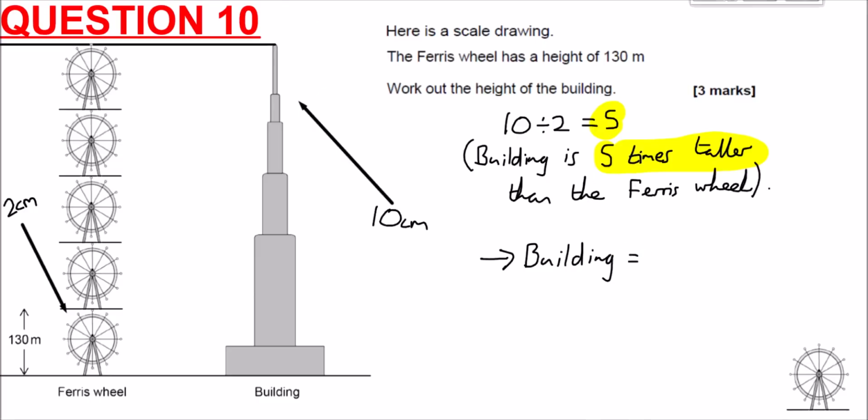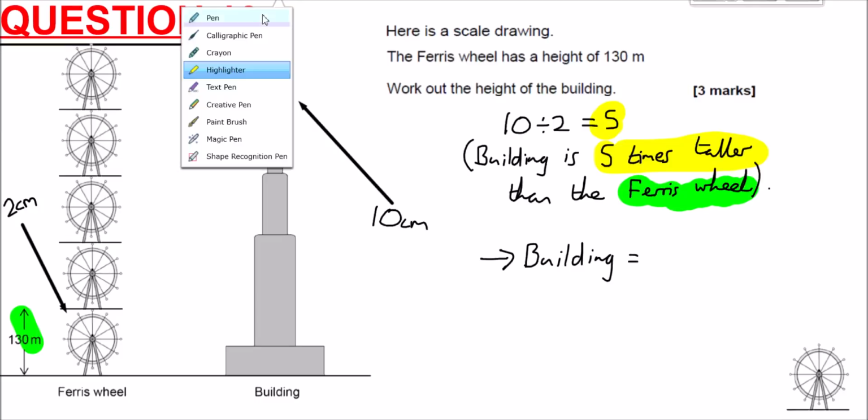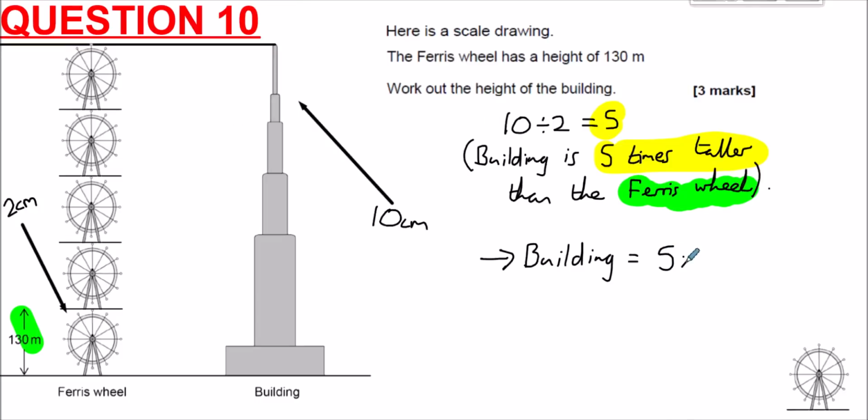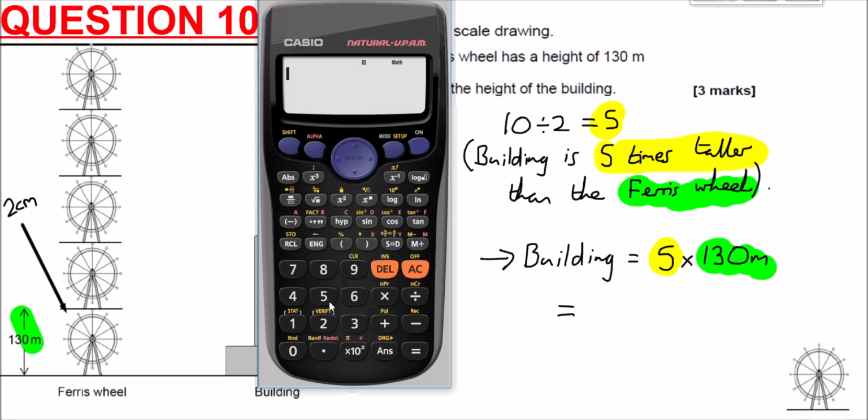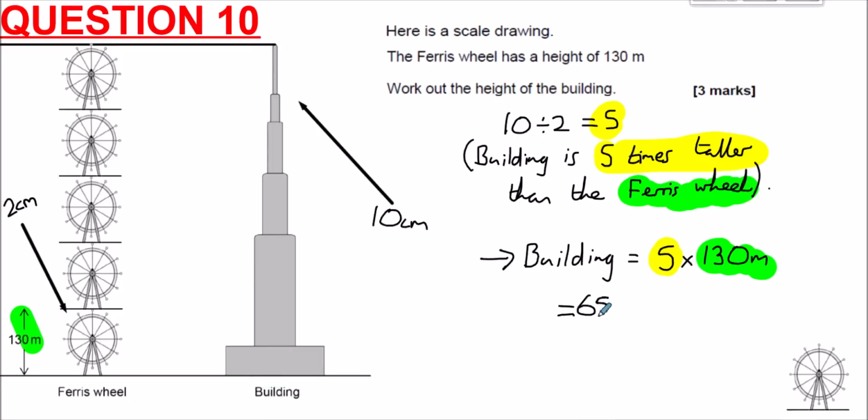So how tall was the Ferris wheel? Luckily we're told that in the question. It's 130 metres. And so if a building is 5 times taller than the Ferris wheel, that's going to be 5 times 130 metres. Because 130 was the height of the Ferris wheel, and we've worked out that the building is 5 times as tall. So the final bit we need to do is just work out what 5 times 130 is, which we can do easily enough with a calculator. 5 times 130 comes to 650 metres. So this building over here is 650 metres.